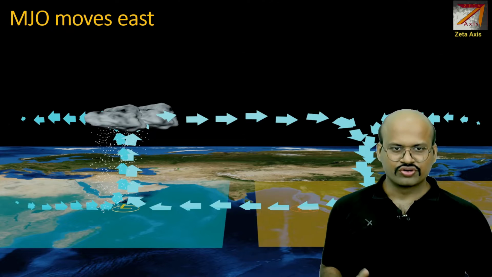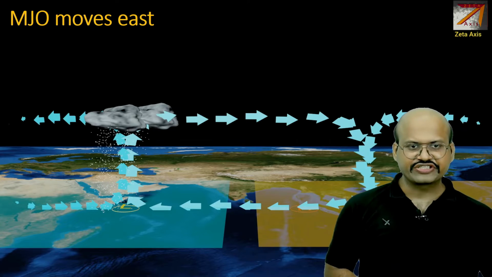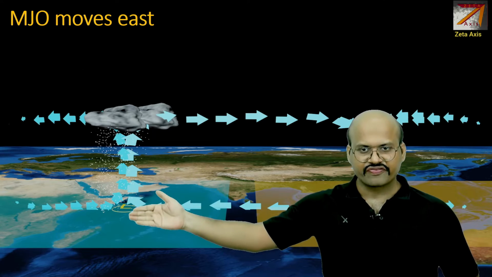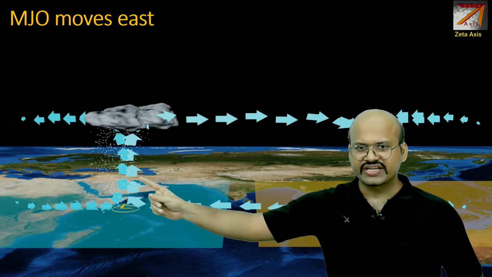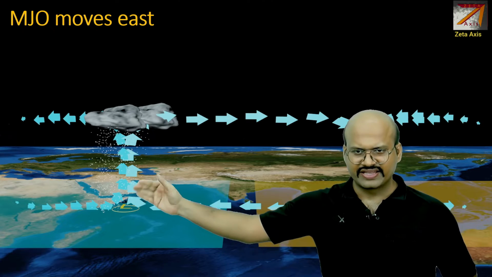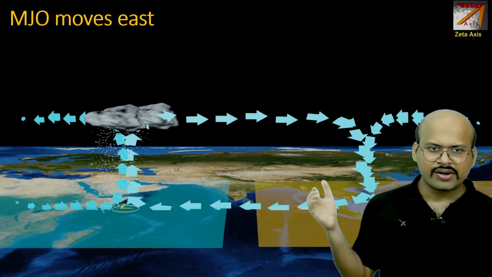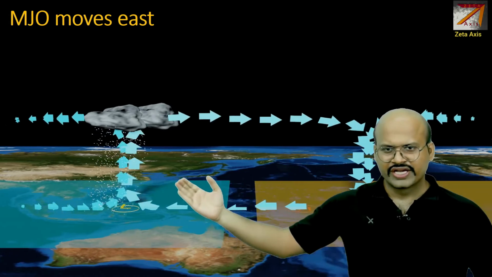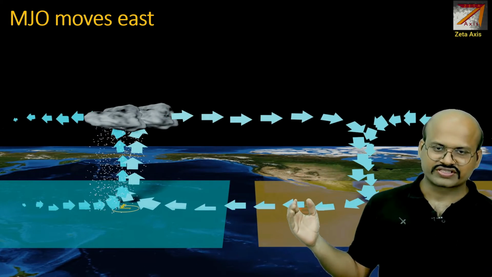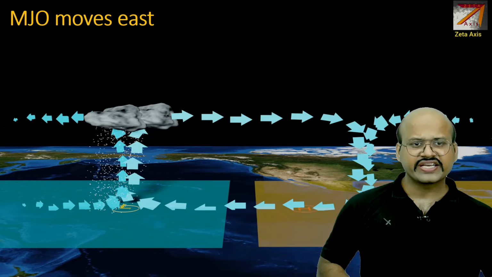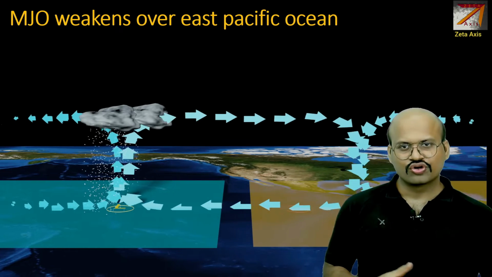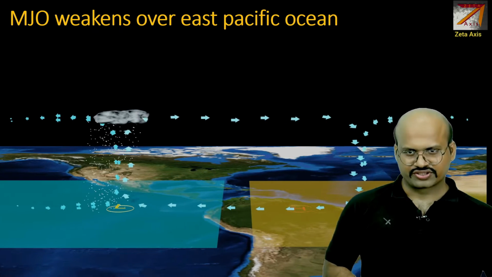Now this MJO starts to move in the eastward direction. Remember, the MJO begins from the west of the Indian Ocean. It originates near this African coast, and then it will start to move towards the Pacific coast. So here we can see that this MJO will travel in the eastward direction towards the Pacific coast. Now when it reaches the Pacific coast, most of the time the MJO weakens over the Pacific Ocean.